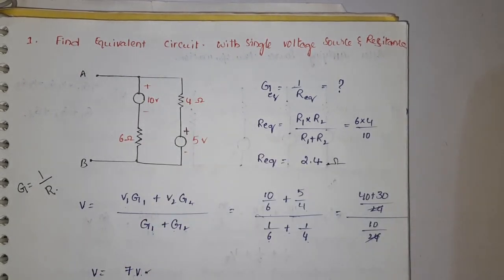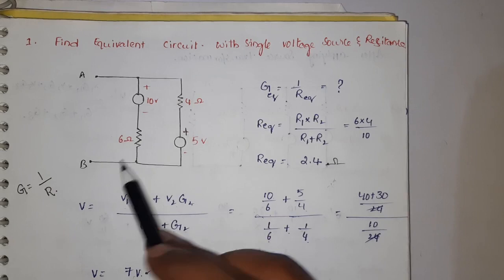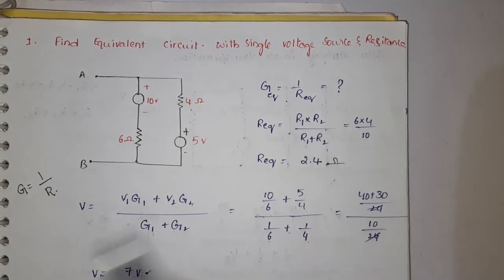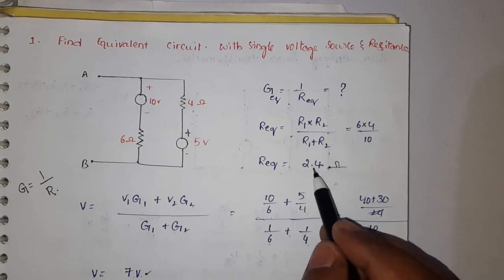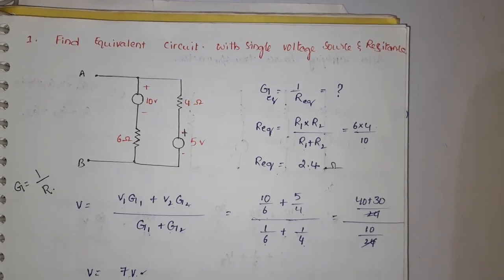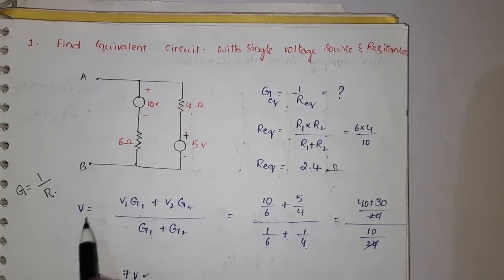So what will be the R equivalent value? These two are in parallel. R1 into R2 by R1 plus R2, that is 6 into 4 by 10. R equivalent value is 2.4 ohm. And now according to Millman's theorem, what is V?